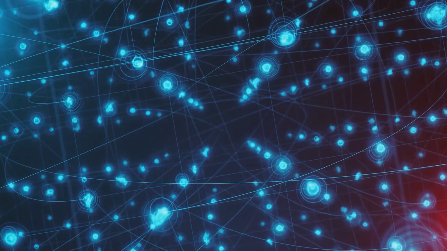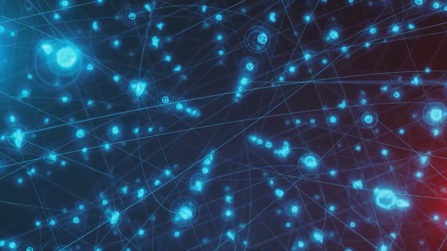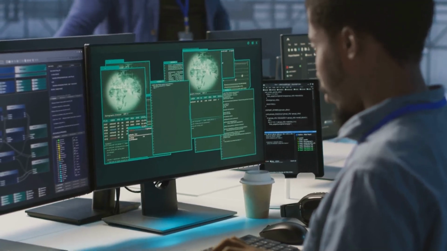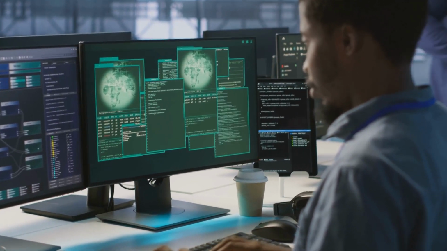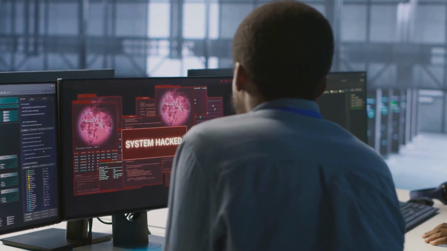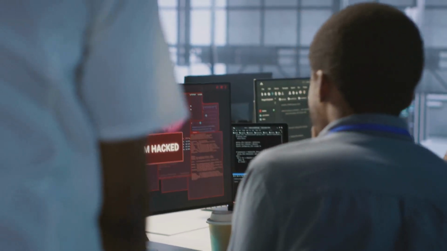QKD exploits the principles of entanglement and the observer effect to create a secret key known only to the sender and receiver. Any attempt to intercept or eavesdrop on the key would inevitably alter the quantum states of the entangled particles, alerting the legitimate users to the breach.